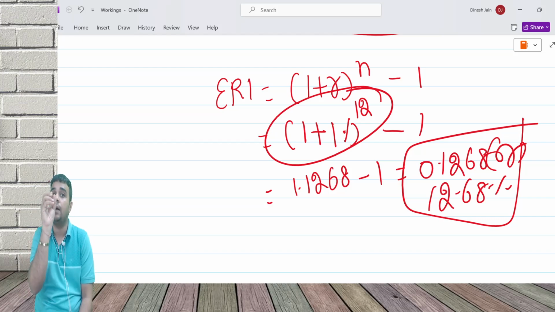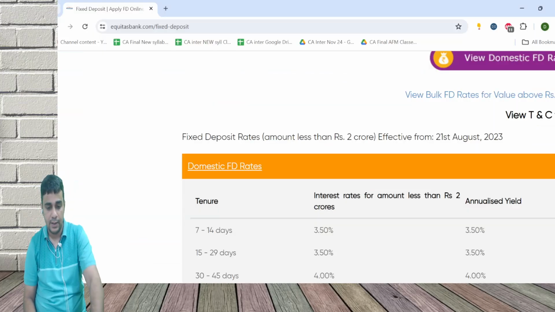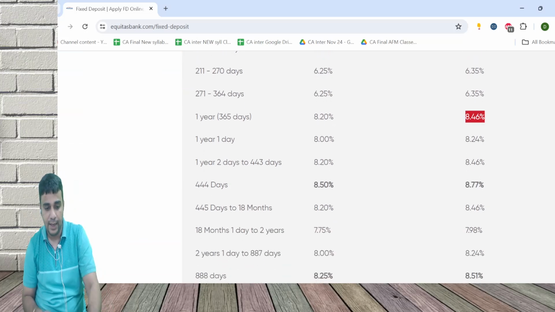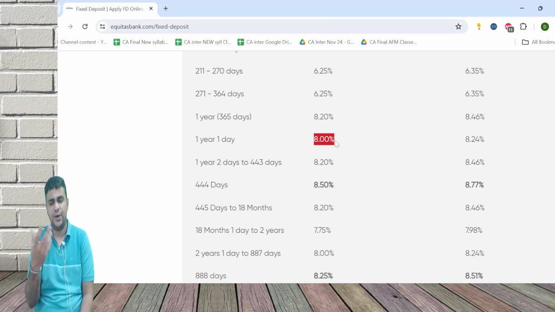If one is having a compounding frequency of every month, another one is every quarter, or one is half year, another one is every year, we'll have to convert everything into yearly rate, which is (1 plus r) the whole power n minus 1. Now practical application, it says 8% here, and next to it says 8.24%. Now it could be various reasons, I don't know the reason. I have no idea what compounding frequency they are applying here.